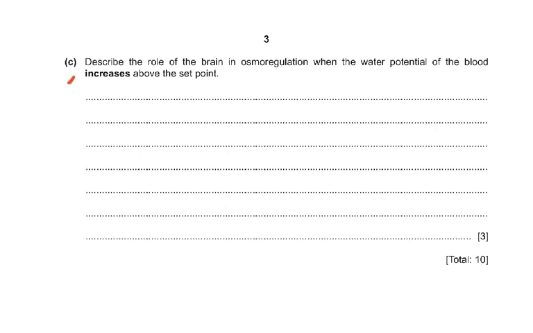And coming to part C of the question, describe the role of the brain in osmoregulation when the water potential of the blood increases above the set point. Water potential of the blood increases. So what is going to be happening in the brain? Well, it's detected by osmoreceptors in the hypothalamus, osmoreceptors send fewer impulses to the posterior pituitary, so less ADH will be released by the posterior pituitary gland. So very direct question. Very easy to get the 3 marks if you know this part of the syllabus. It's a very important part of the syllabus.